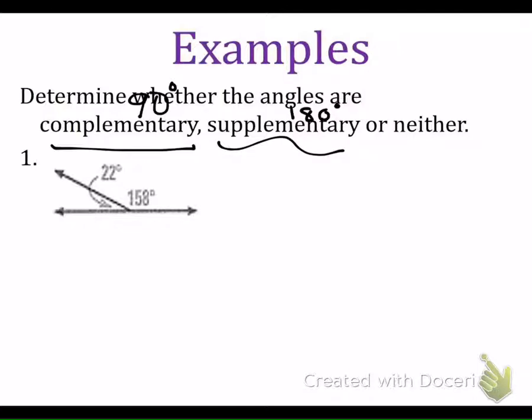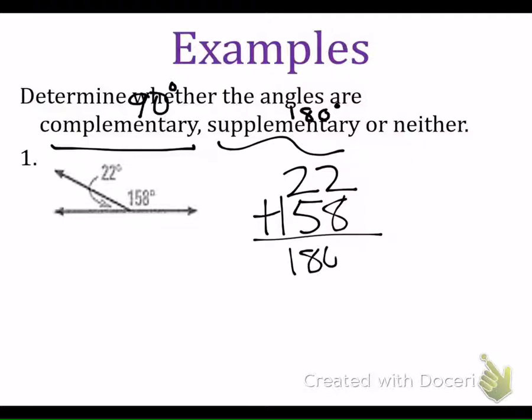All right? 22 plus 158. Let's add those together. 180. When they add to 180, what are they called? Straight angles. They're called supplementary. But yes, I agree that this is a straight angle.